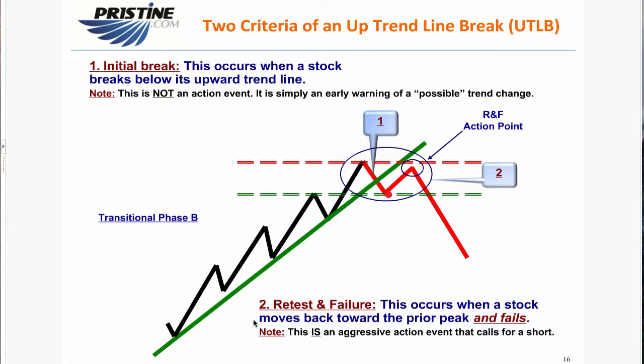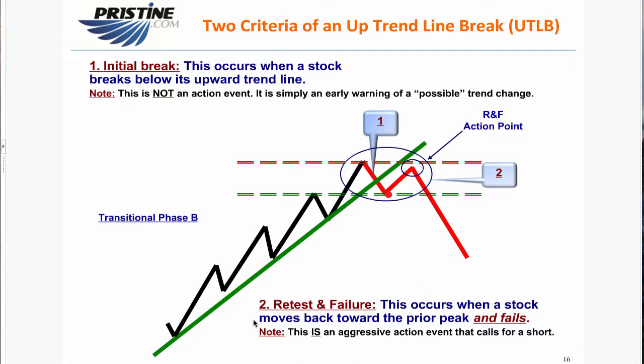So, as I said, the initial break is not an actionable event, but instead just a warning of a possible trend change. So, as we move forward in time here, if and when we get a retest of the prior high and failure to move through it, that begins to confirm that overhead supply is increasing, and it does offer an aggressive opportunity to get short.